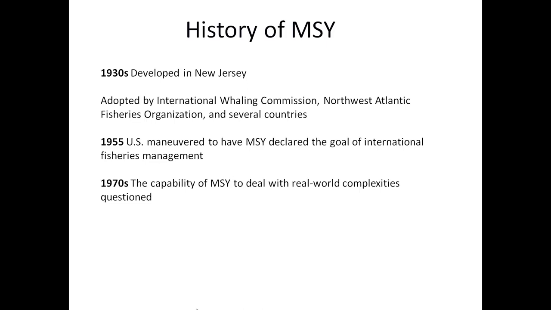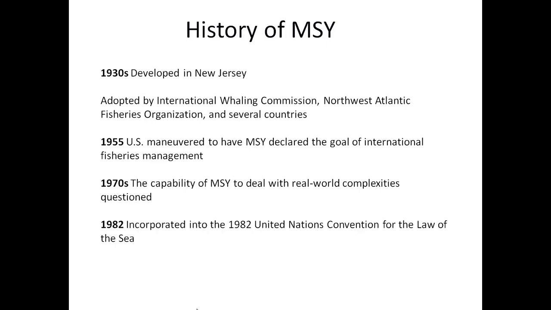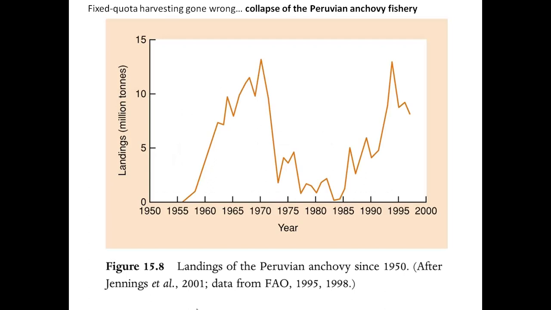By the 1970s, though, people were starting to question whether maximum sustainable yield was really adequate to deal with real-world complexities, because of some of the issues that we've just talked about. But nevertheless, in 1982, maximum sustainable yield was actually incorporated into the United Nations Convention for the Law of the Sea. But by 1990, what we were starting to see was the collapse of fisheries that had been managed according to the principles of maximum sustainable yield.